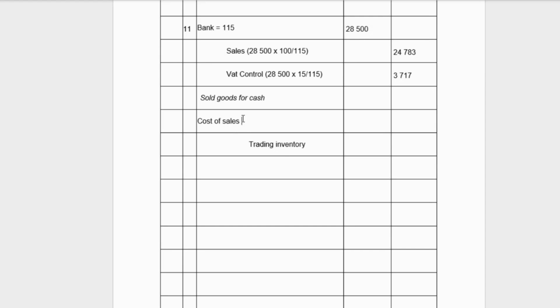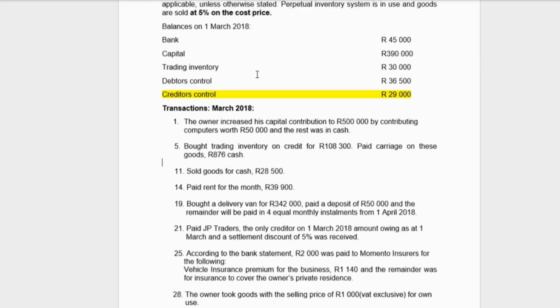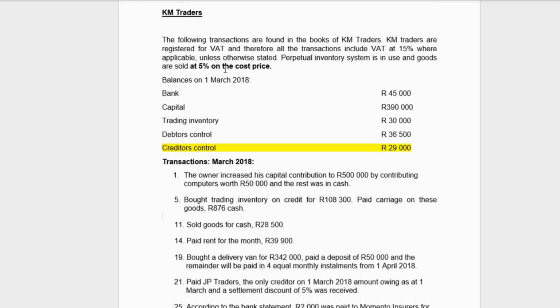And then now, cost of sales. When we account for cost of sales, we are going to use this sales to calculate cost of sales, the sales without VAT. So when we account for it there, we are going to account for it together with what? Markup, okay? We're going to include markup here. So when we account for markup, I mean for cost of sales, we have to calculate the cost of sales using our markup of 5% on the cost price, right?